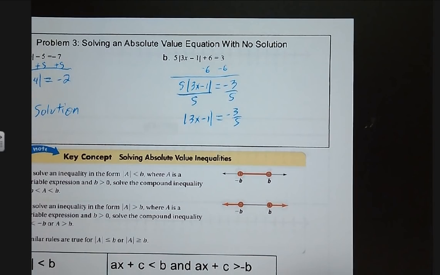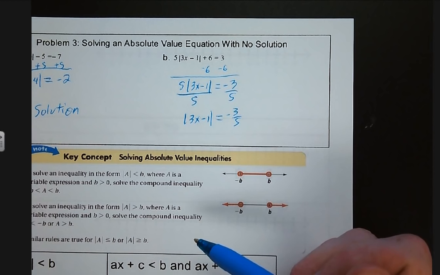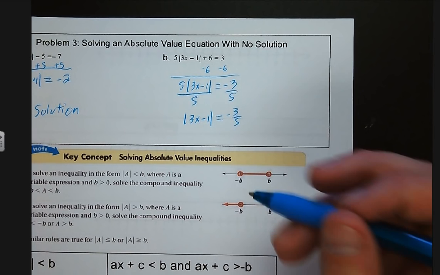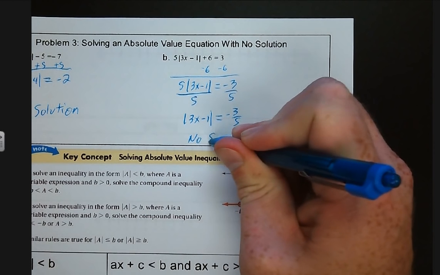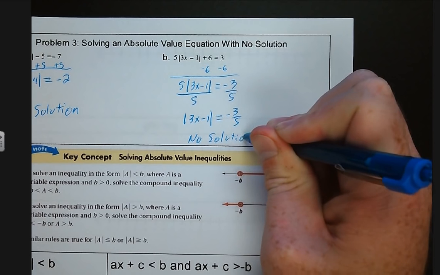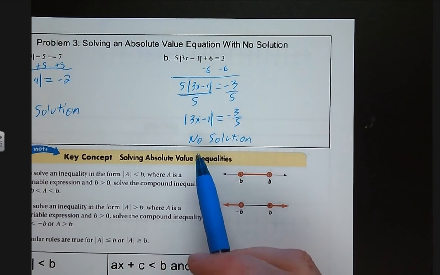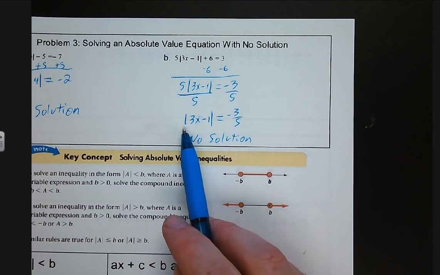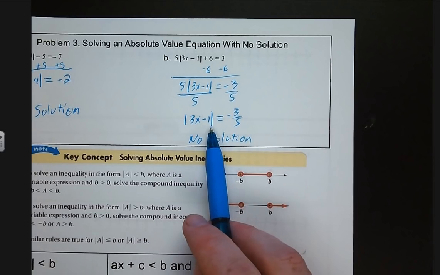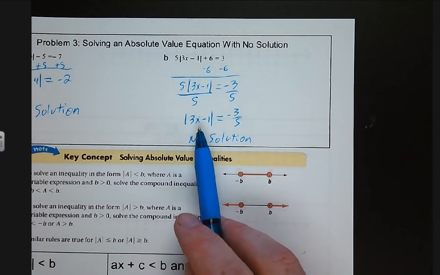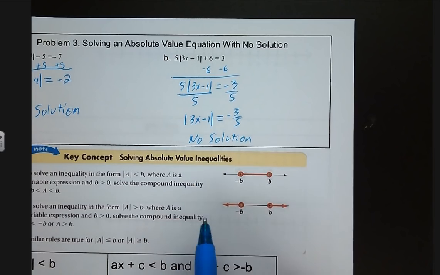Again, we cannot have a negative value. Our definition at the beginning told us that b has to be greater than 0. Negative 3/5 is not greater than 0, so this will be no solution. Now, you should not make this judgment whether or not there is a solution until you have isolated your absolute values. Do not do this until you've isolated the absolute values. Then you can judge whether or not there is a solution.